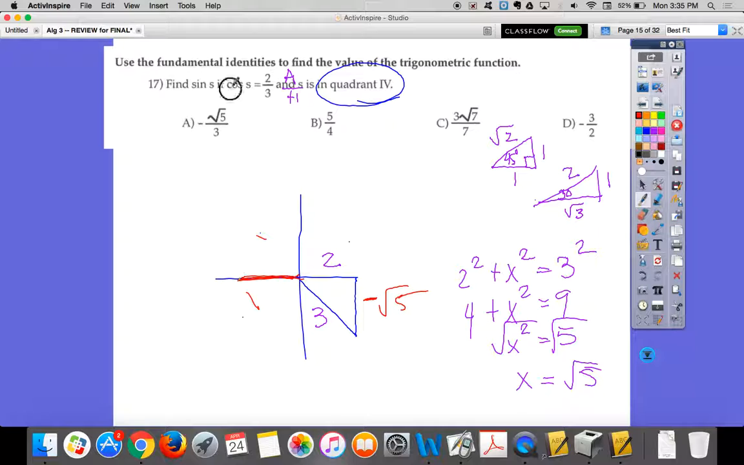Now let's build the one that they ask. Sine is some old hippie. So some old hippie, that is opposite over hypotenuse. Opposite is negative square root of 5. Hypotenuse is 3. It is a perfect match. You don't have to do anything to that. There's nothing wrong with having a square root in the top.